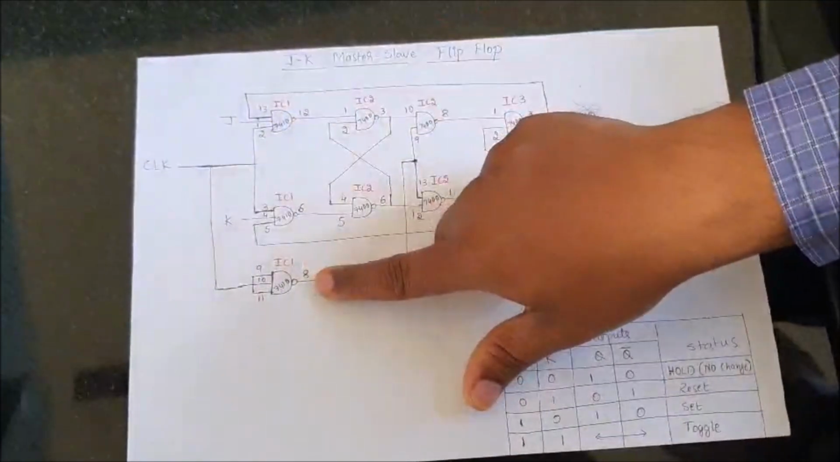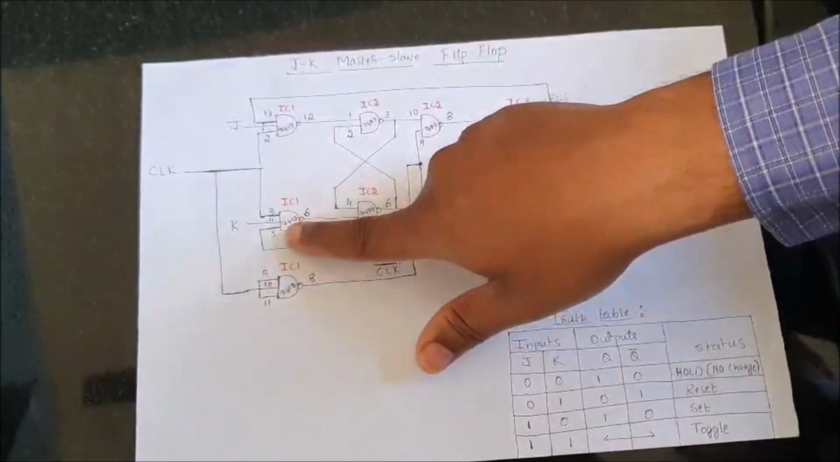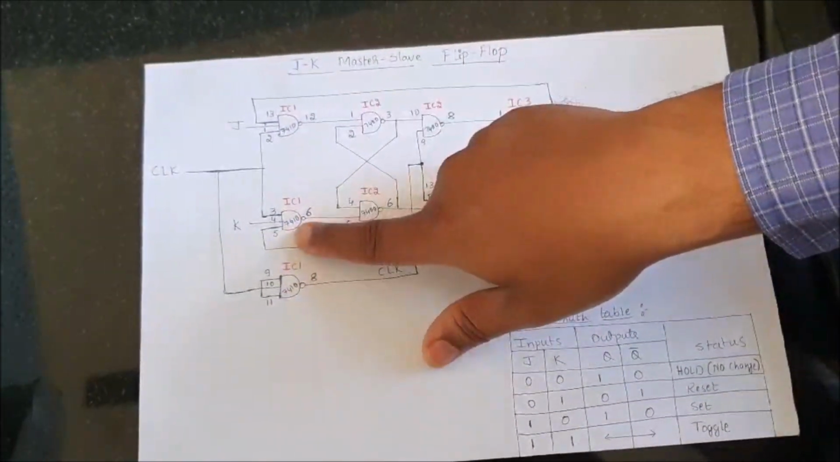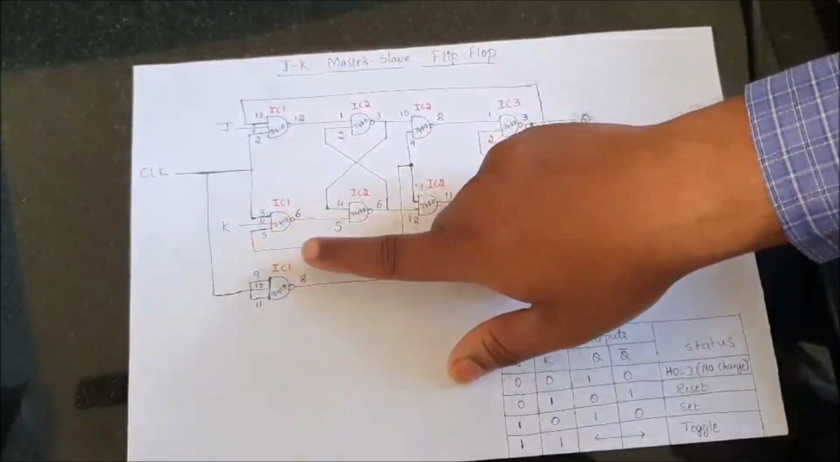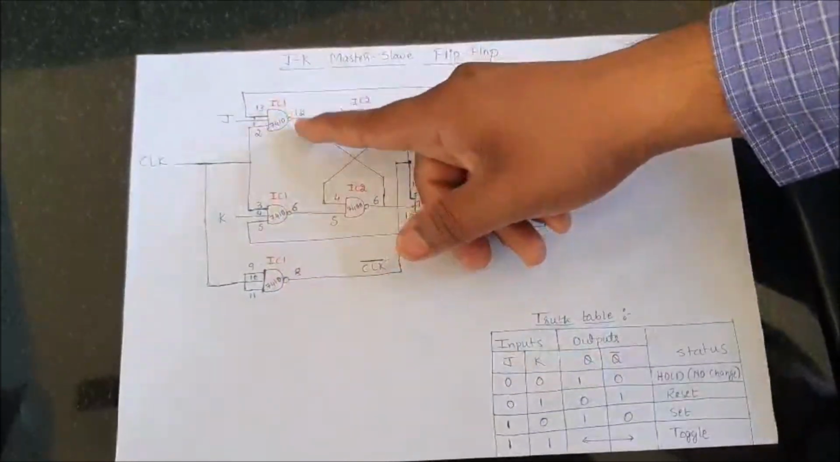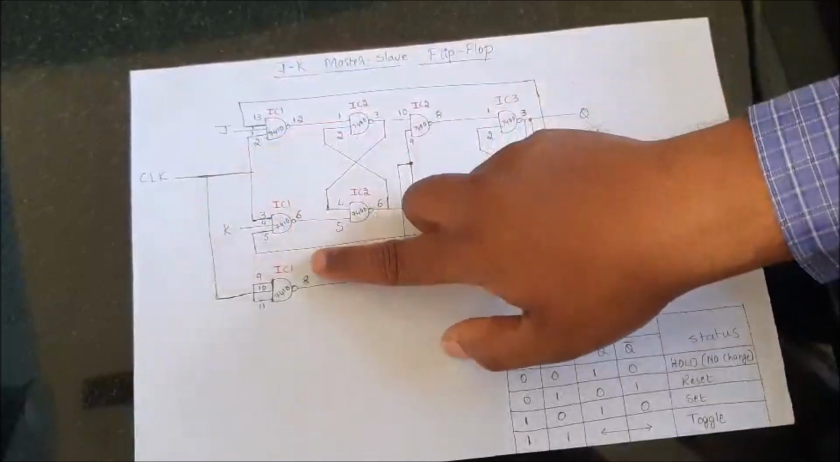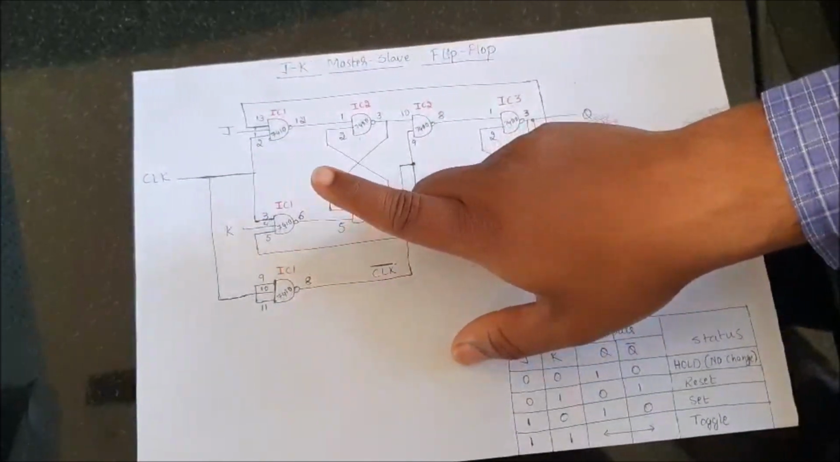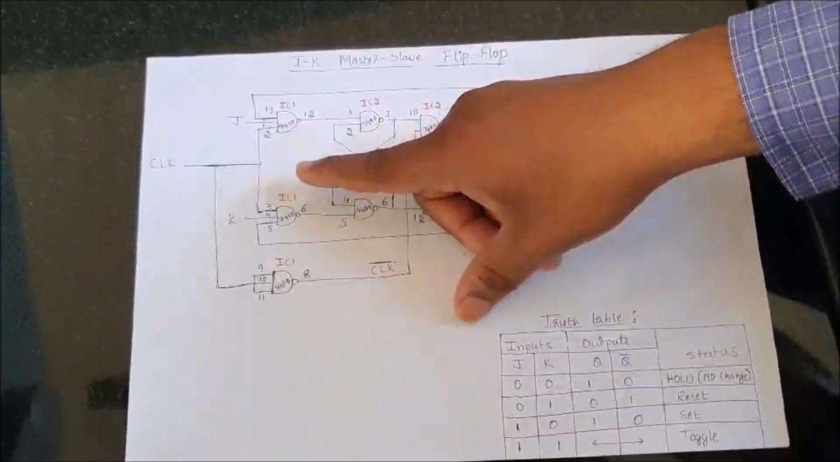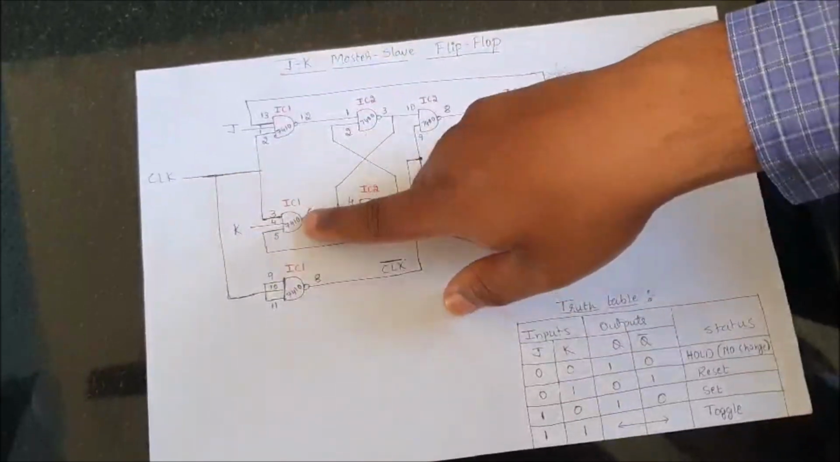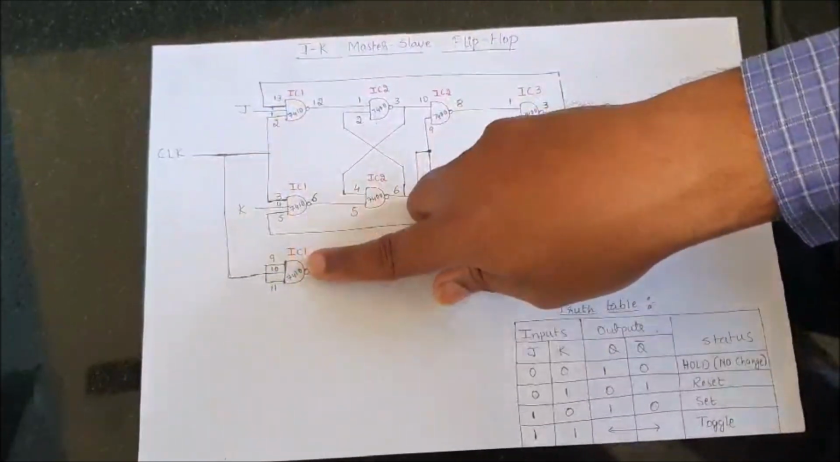For the 3-input NAND gates, I need to use an IC of 7410. 7410 is an IC that needs to be used for the 3-input NAND gates. In this IC, there are only 3 NAND gates, so I can use a single IC. All these 3 gates come under IC1.